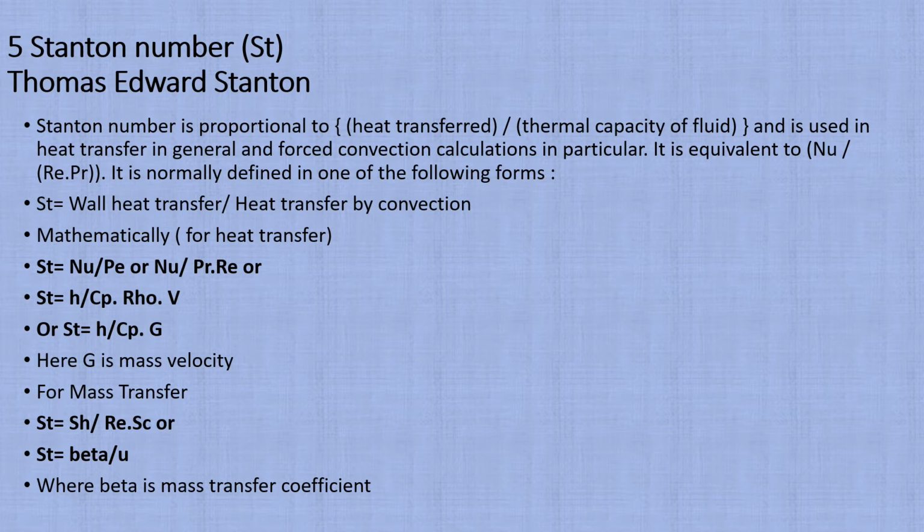If we talk about mass transfer, then Stanton number is equal to Sherwood number divided by Reynolds number into Schmidt number, or Stanton number is equal to beta divided by U, where beta is the mass transfer coefficient. From these formulas, you can conclude that Sherwood number is equivalent to Nusselt number in heat transfer, and Schmidt number is equivalent to Prandtl number in mass transfer. This is very important for your job related tests. You can note these points in your notebook when you are going through these slides.